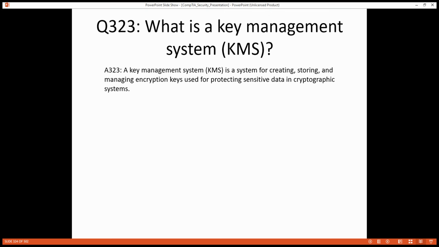Q323. What is a key management system, KMS? A323. A key management system, KMS, is a system for creating, storing, and managing encryption keys used for protecting sensitive data in cryptographic systems.